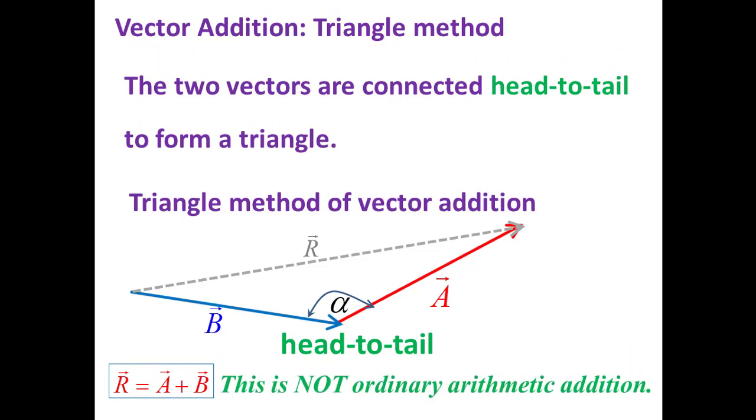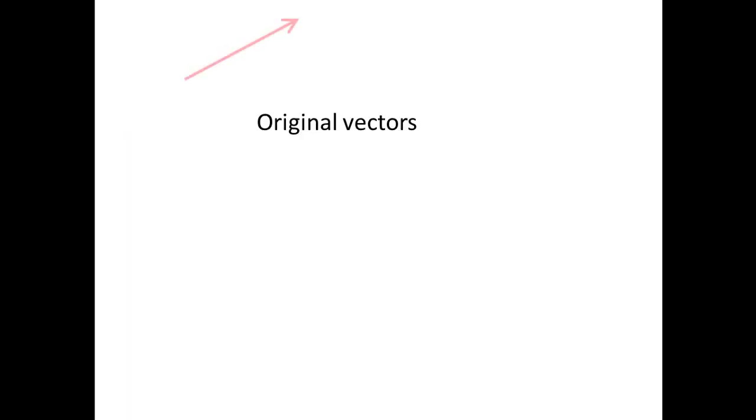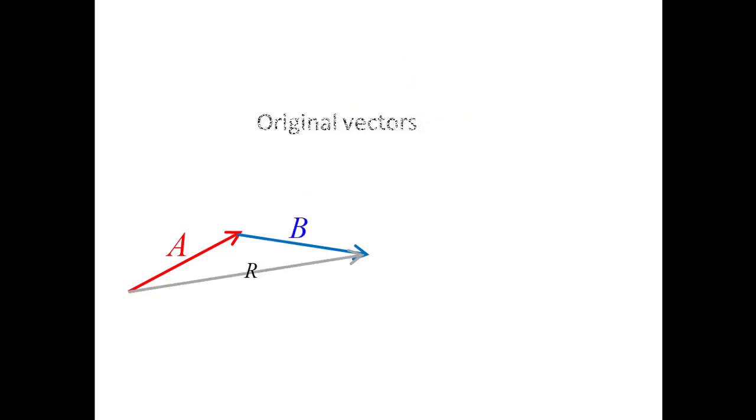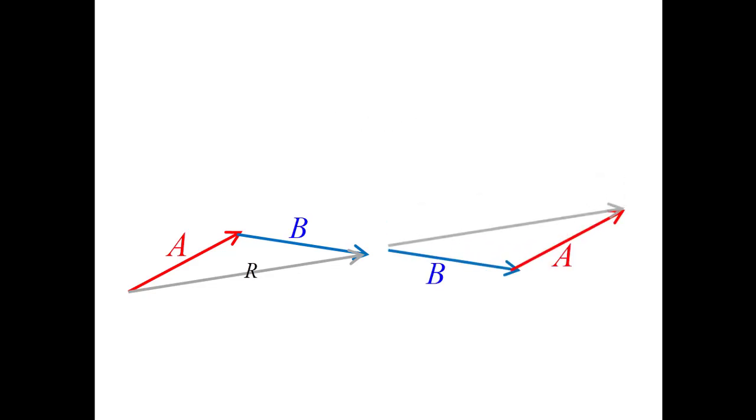And R is the resultant, which is not an ordinary arithmetic addition, but rather there is some mathematical way to add these two vectors. Let us see these vectors once again. This is vector A and this is vector B. Then we move vector A and vector B so that they join to form a triangle of this form, or possibly we can also join them in such a way that they form this triangle.